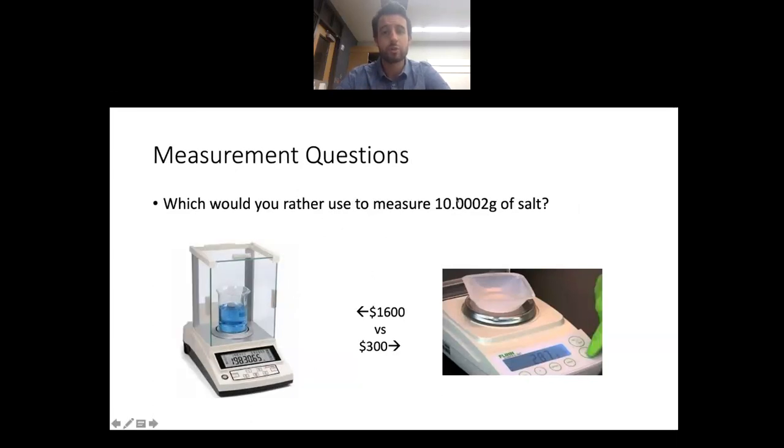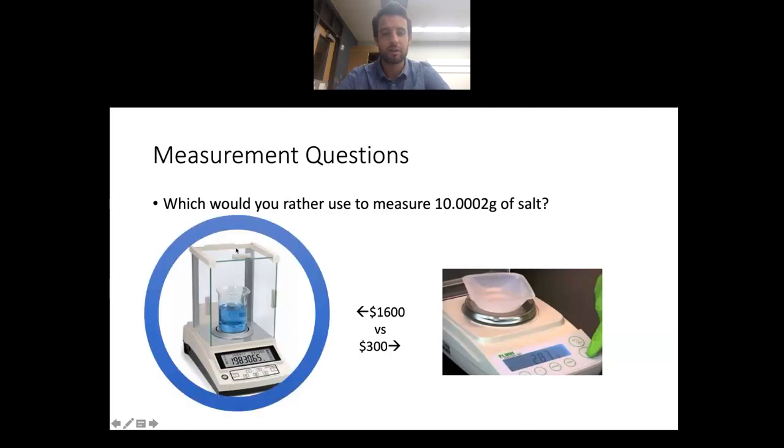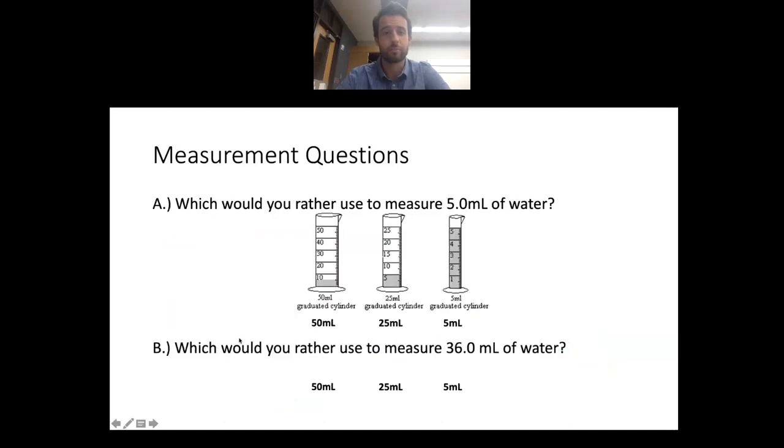Okay, so the question is, which would you rather use for 10.002 grams? Think about it for a second. Cool. The correct answer would be this guy over here, the one on the left. This is the only one that can measure it down to the 10,000ths place, so this is the only one you're going to want to use. You couldn't use this scale over here. You would read 10.00, but you wouldn't know what those last 2 digits are. So this scale over here, more accurate.